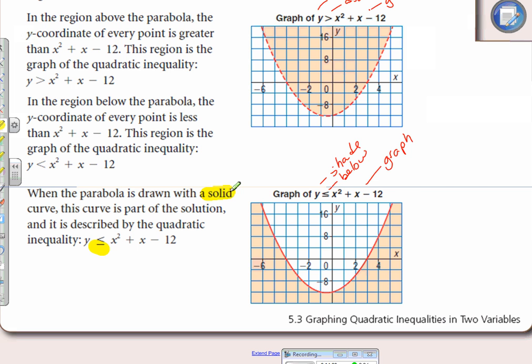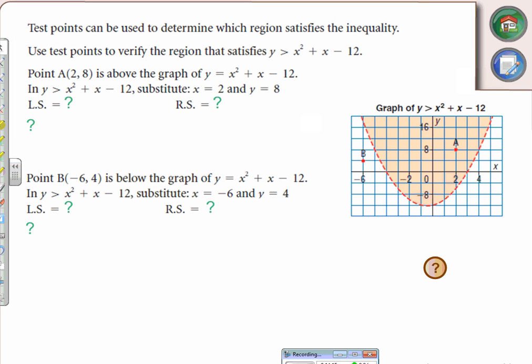Okay, so this part here, which is not in your book, takes you through again just using that test point. As we want to know, pick a test point. 0, 0 is a great test point. That one you should be using, or any test point works. They're giving you 2, 8 here.